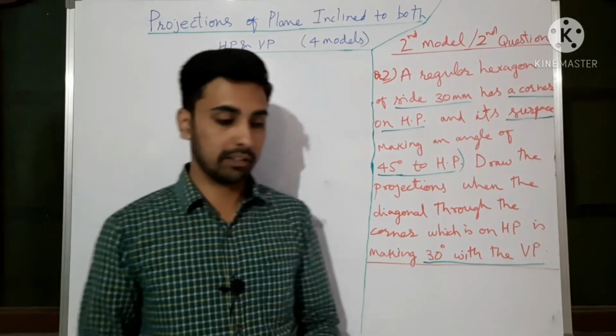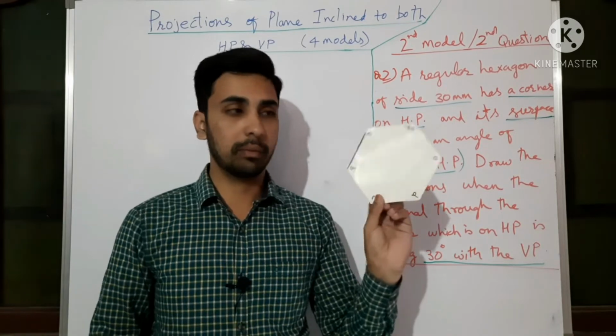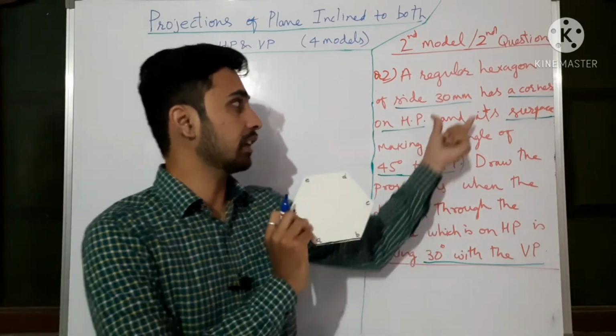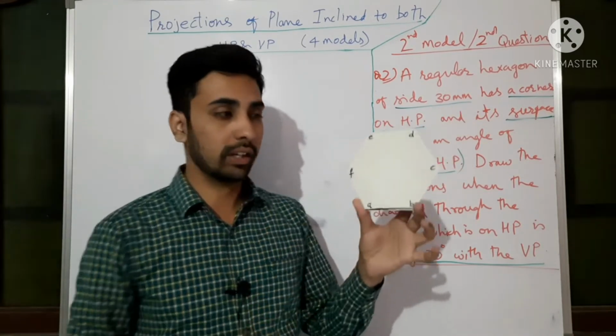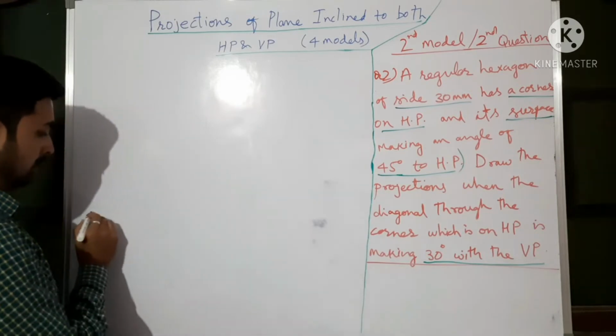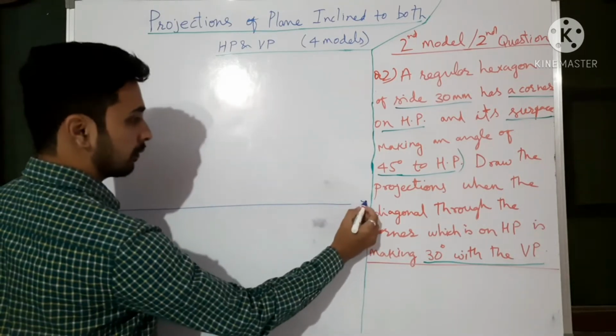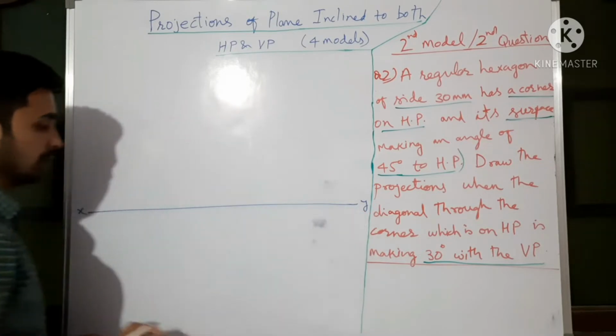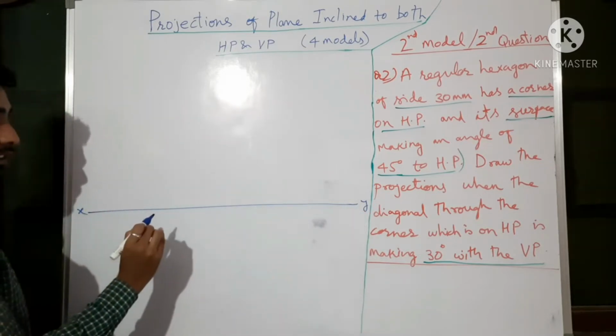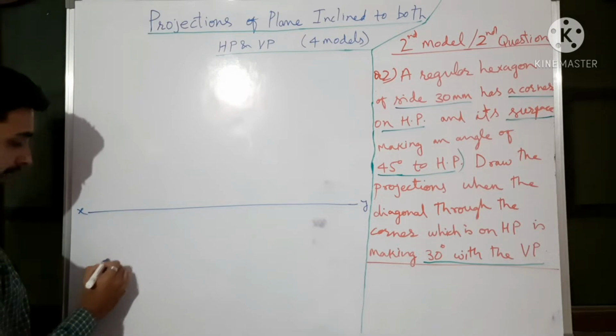So I have here one hexagon available with me. Assume this is the hexagon of side 30 mm. As I said in the previous video, let's draw the XY line first. Corner resting and edge resting, the diagrams come like this.